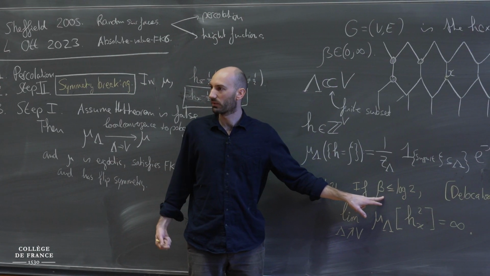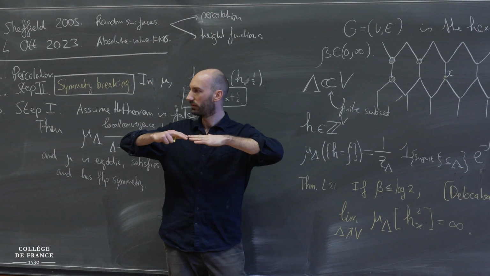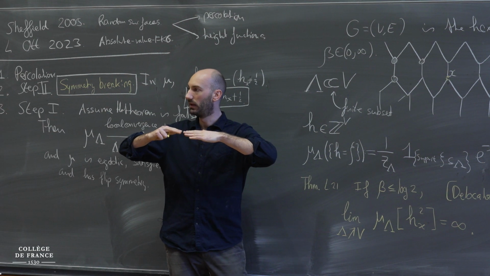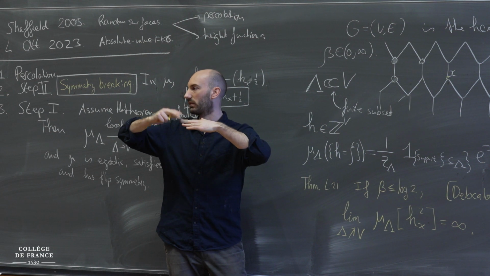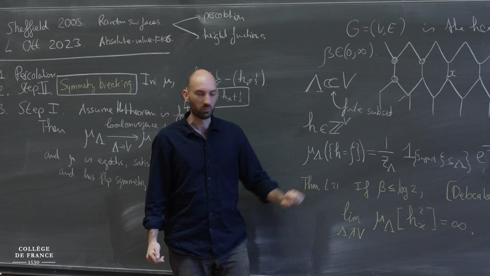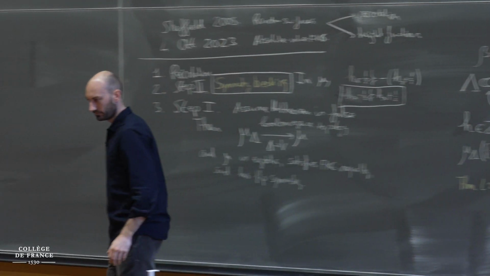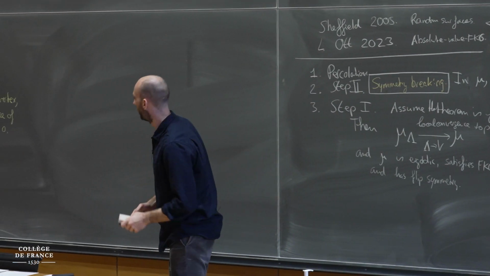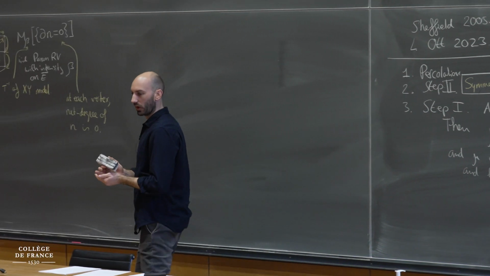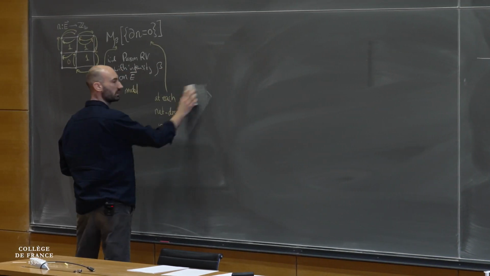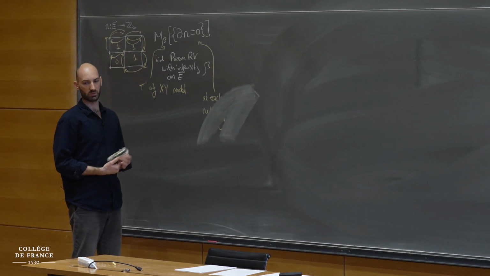Because once again, we know that for beta very large, the model is very stiff. You want to stay at the same level, and even the minimal deviation costs you a lot. And then you can prove that you're localized. So if the variance is infinite, then by definition you're localized. And this is in the end what we're trying to prove.